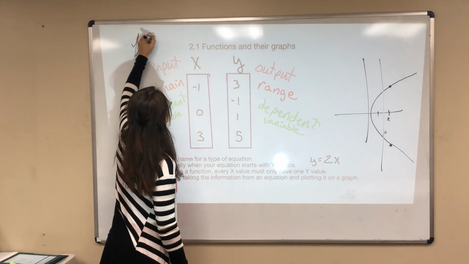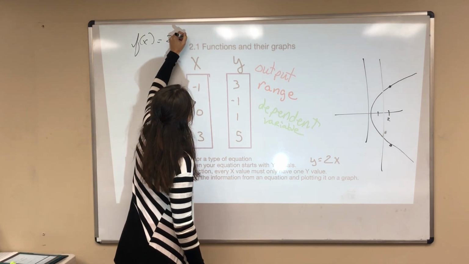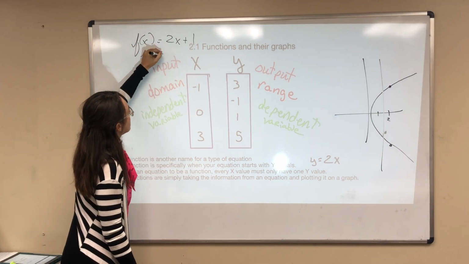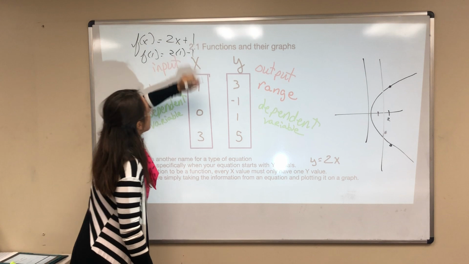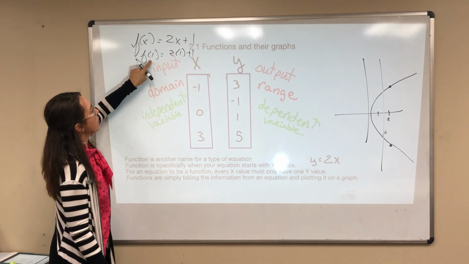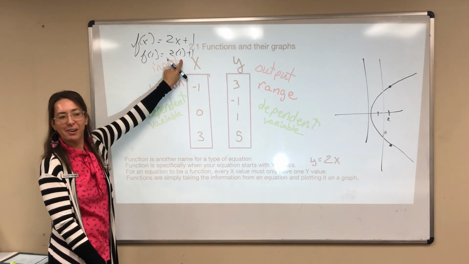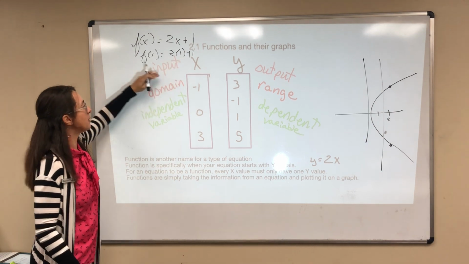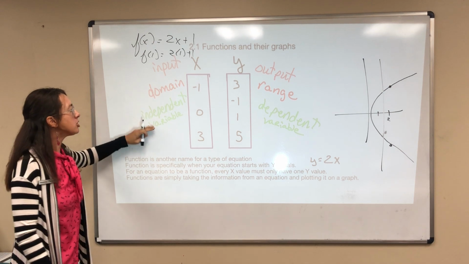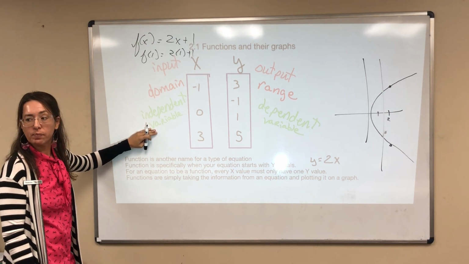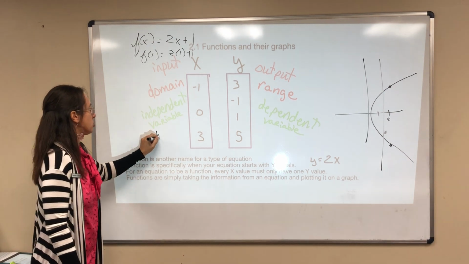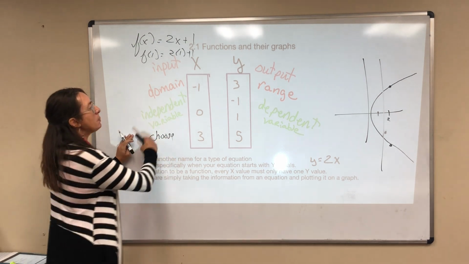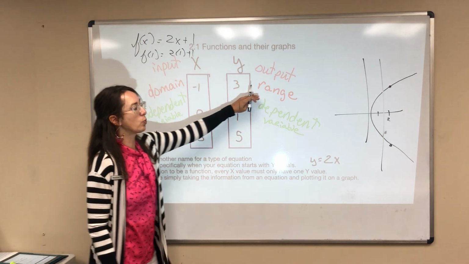Why would they be our input? Okay, because f of 1, it's the value that I input into my equation. I put it in the equation to solve for another one. So it's the input, it's the domain. It is also the independent variable because it's the one we choose. So it's independent, okay? Which means that our y is our range.